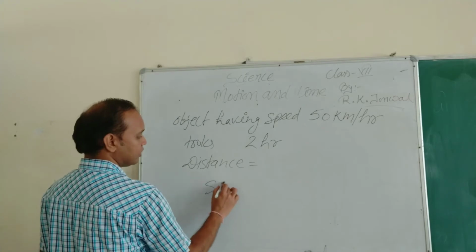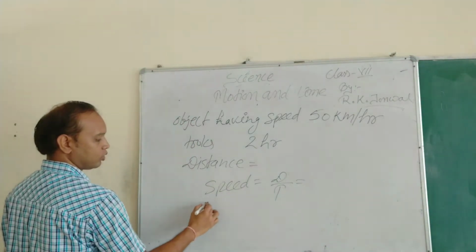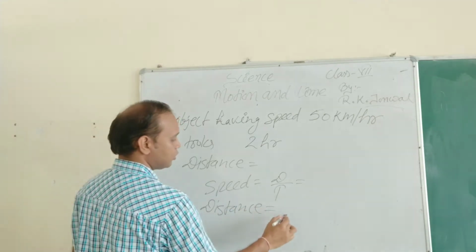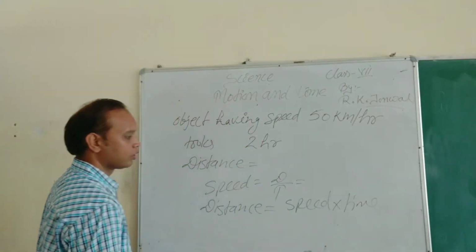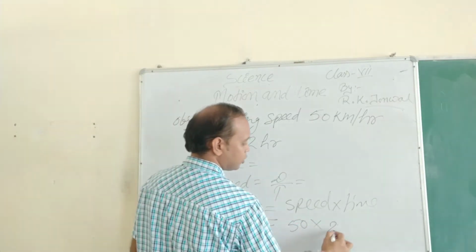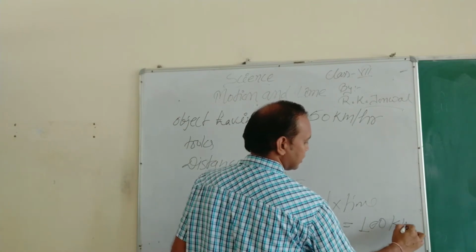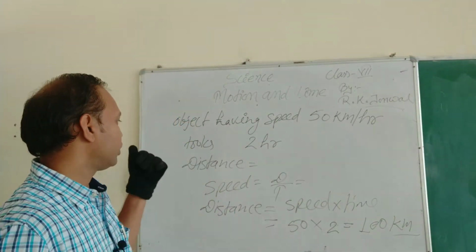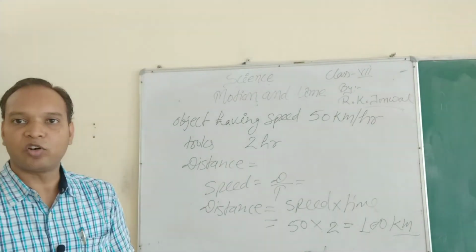Okay, same formula. Speed is equal to distance upon time. So we should calculate the distance here. Distance is equal to speed into time. Okay, then put the values here. The speed is 50 and time is 2 hours. Then the distance covered by the object is 100 km. So you can calculate the speed, the distance, and the time with the help of this same formula.